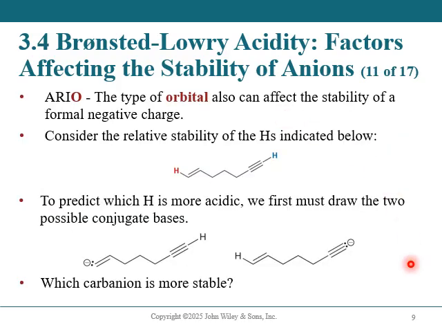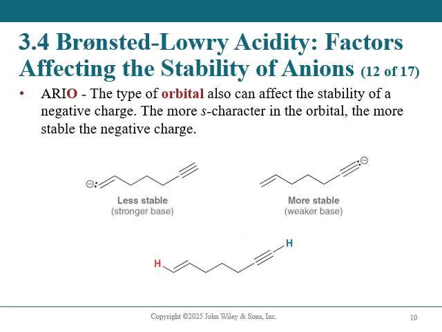Consider the relative stability of the protons in this molecule, the red one versus the blue one. To predict which proton is more acidic, we must first draw the two possible conjugate bases. So we're assuming that a proton gets lost here, and we're also assuming that a proton gets lost here in two separate scenarios. That leaves us two carbanion species, so carbon with a negative charge, and we need to figure out whether the structure on the left or the structure on the right is more stable.